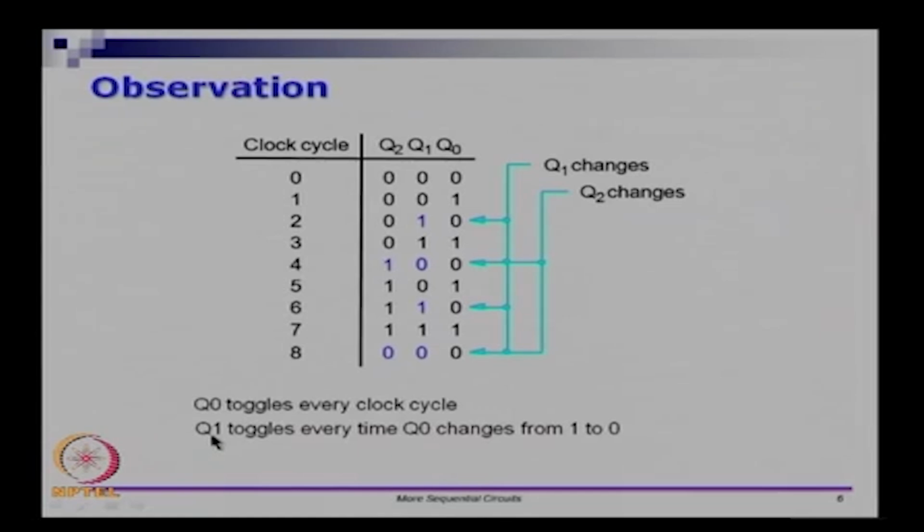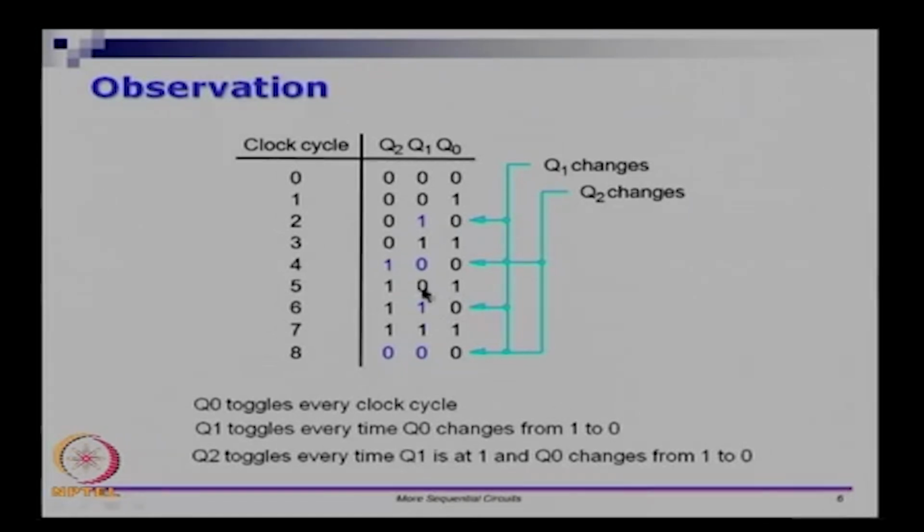If you go and look at Q1, Q1 is toggling every time Q0 changes from 1 to 0. So you go and look at this, Q0 is changing from 1 to 0, so Q1 toggles, Q0 is going from 1 to 0, Q1 toggles, again 1 to 0, Q1 toggles, this is again going from 1 to 0, Q1 toggles, right. So Q1 toggles every time Q0 changes from 1 to 0.